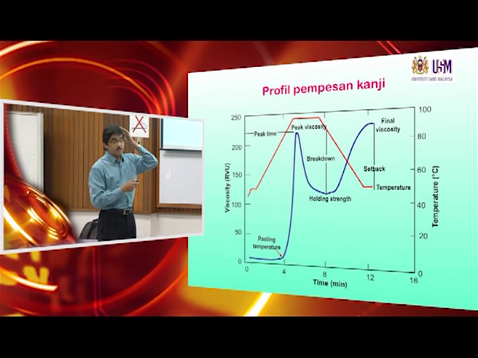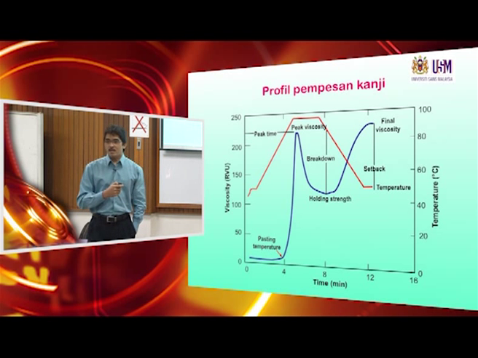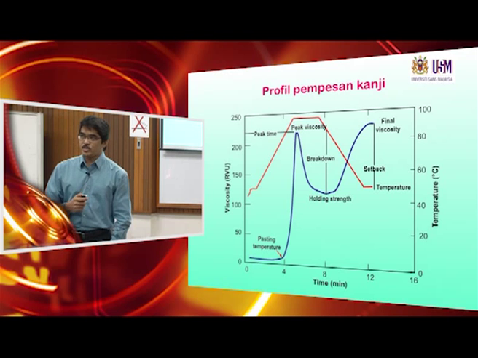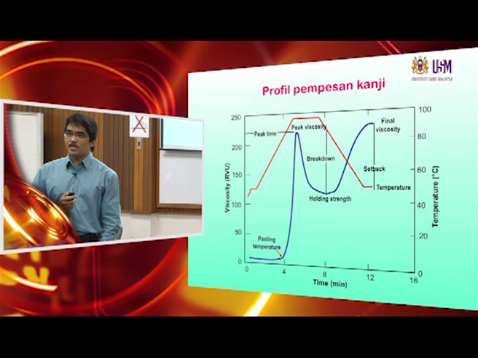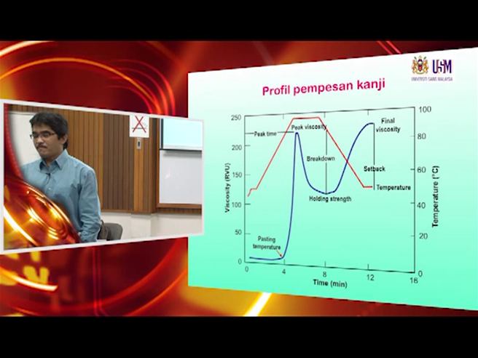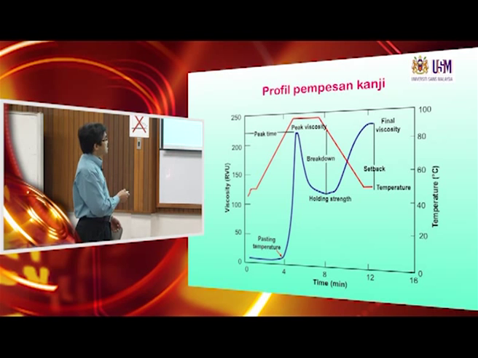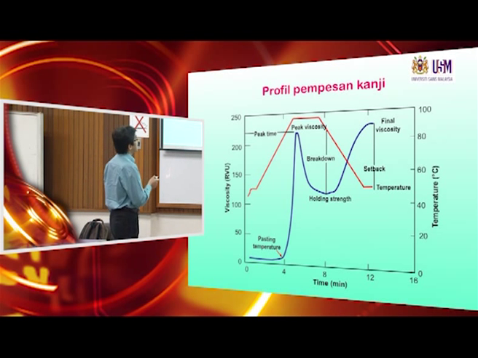Peak viscosity, of course, is very obvious. It is the highest viscosity attained during the pasting. Then the breakdown is a measure of the difference between the peak viscosity here and the viscosity measured on the valley. This valley is called trough. T R O U G H, not T H R O U G H. We pronounce it trough. Trough viscosity. But we are not interested so much in the trough viscosity. We are more interested in the difference between the peak viscosity and the holding, the trough viscosity. And that is a measure of breakdown.